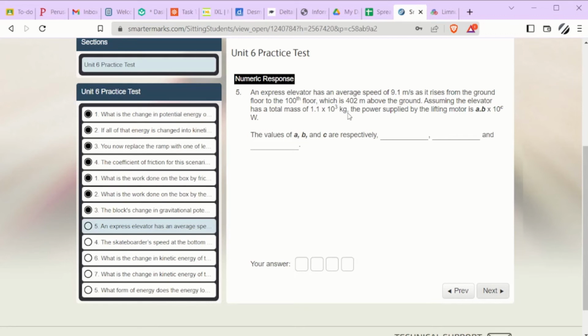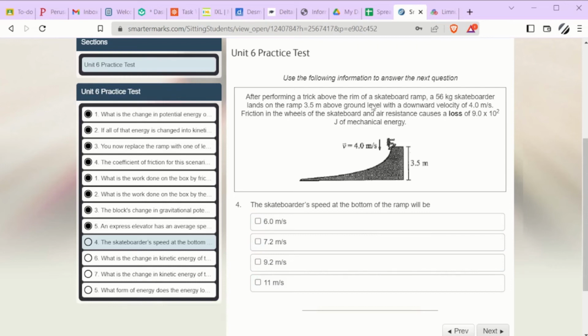So this mass times 9.81 times the 402 meters will give us the work done. And the 402 meters divided by 9.1 meters per second will give us the time elapsed. And the work divided by time will be our power. So, in fact, algebraically, height cancels. We could even do this as m times g times v in this case. Either way, we get 9.8 times 10 to the 4. So that is 984.